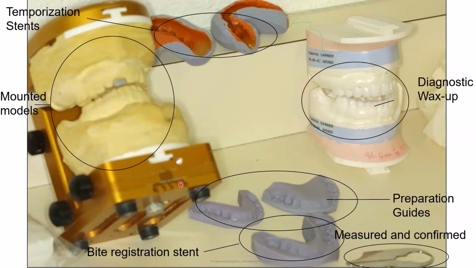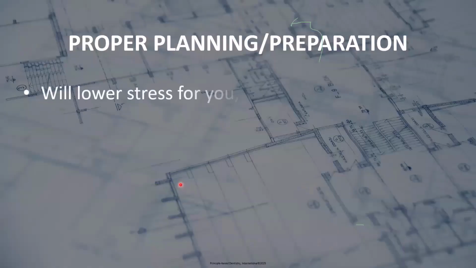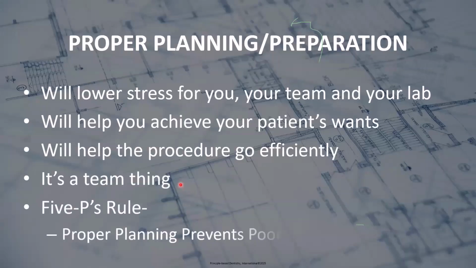Although when I say, we're going to do 14 or 28 units, it sounds kind of scary. So with the proper planning, it's going to lower the stress for you. It's going to help you achieve what your patient wants. It's going to help the whole procedure, the process to go much more efficiently. And that's why to do 10 units, we can get it done in usually way under 3 hours. It's going to be a team thing. It's going to be you, an instructor, and a lab technician working to be sure that we get everything the way we need it to be. Because if we plan everything properly, we're going to have great success.